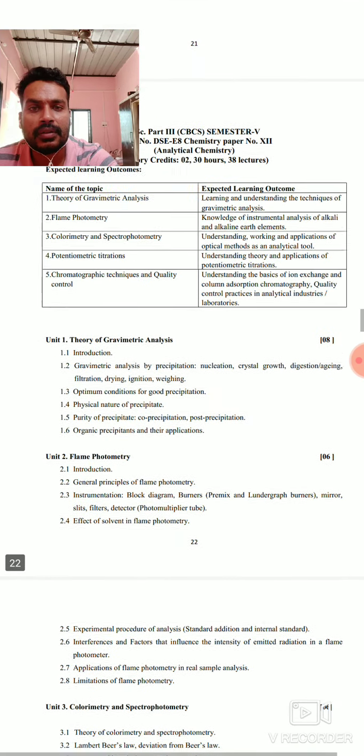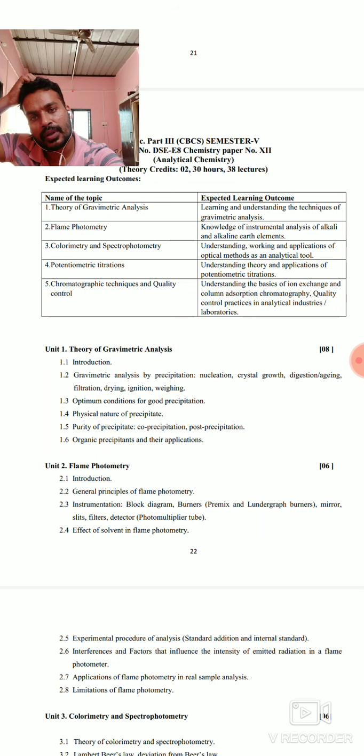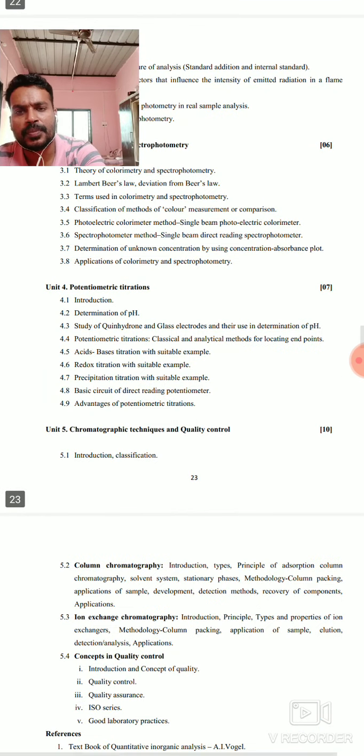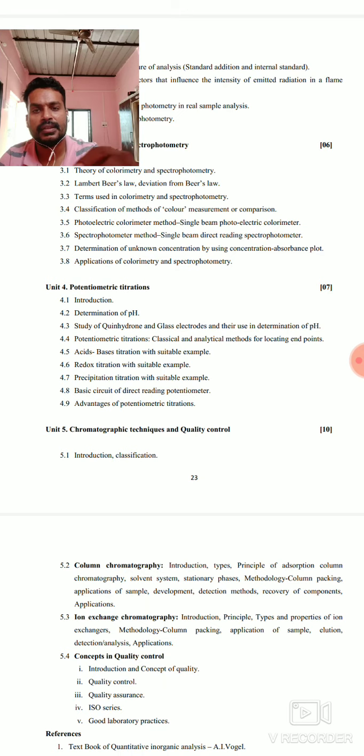Now, what is the expected learning outcome of this potentiometric titration? The expected learning outcome of this potentiometric titration is understanding the theory and application of potentiometric titration. This is another important topic because it is included in this analytical chemistry paper and its practicals are included in the physical section, that is the physical chemistry paper. So we have to look into this potentiometric titration very seriously.